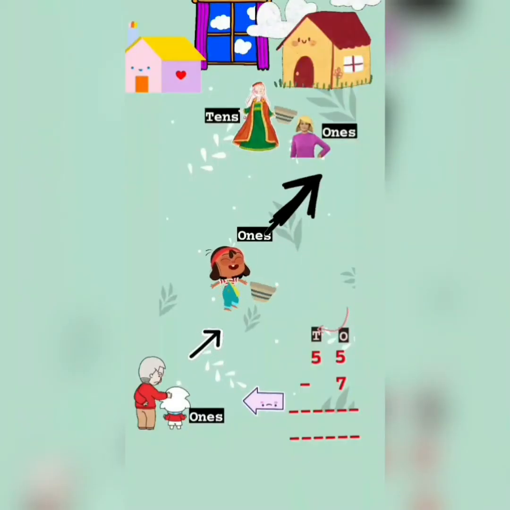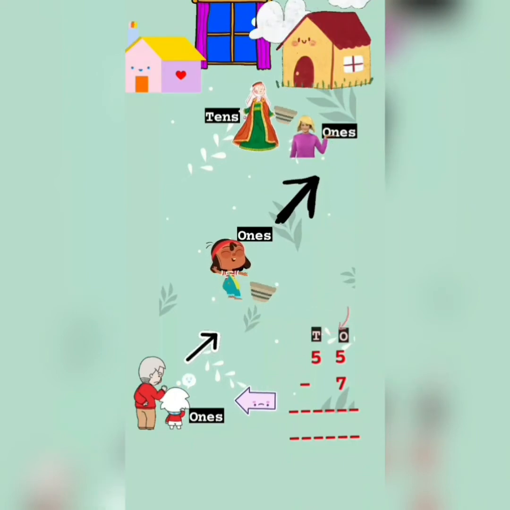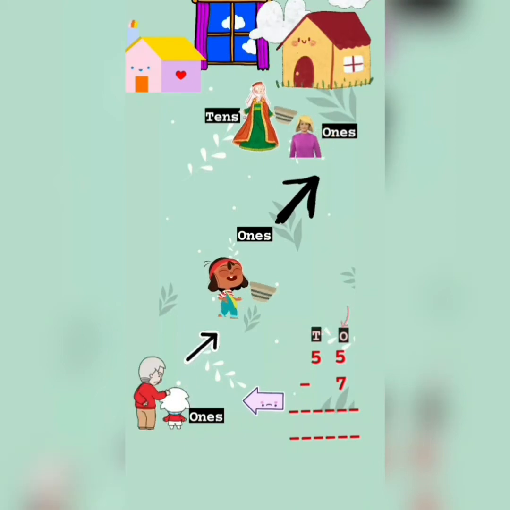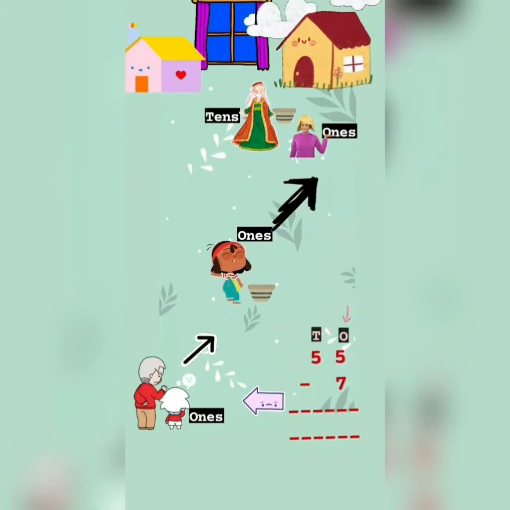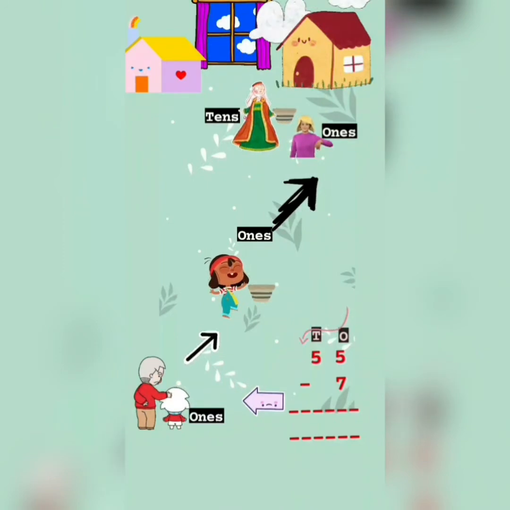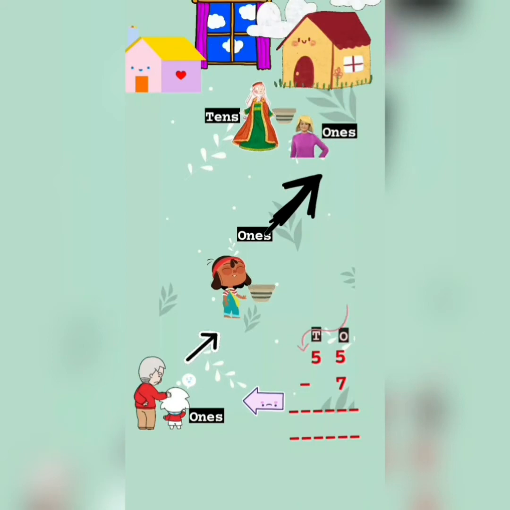Suppose you have to subtract 7 from 55. At one's place you can see 5 is there and at the bottom 7 is there. We cannot subtract it because the 5 at one's place is smaller than the 7. So we have to borrow a number from the tens place. For borrowing, ones has to go to tens to ask for help. You can see ones slowly going to tens to ask for a borrow.